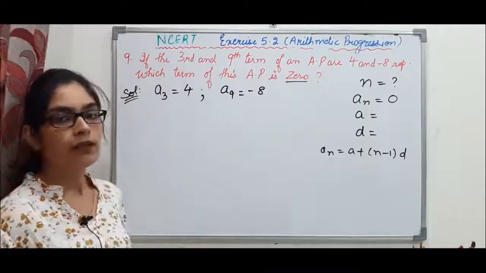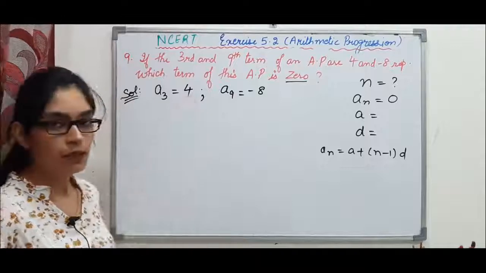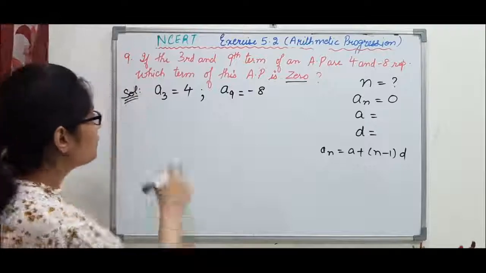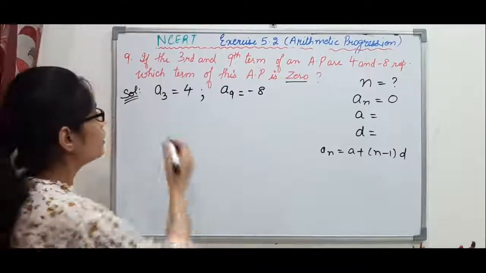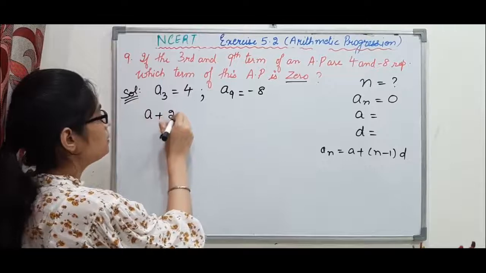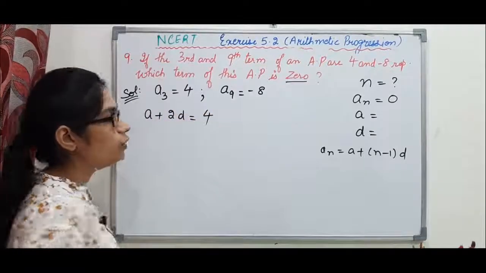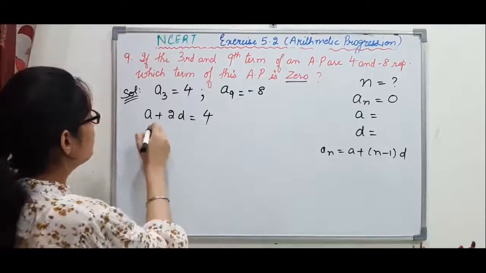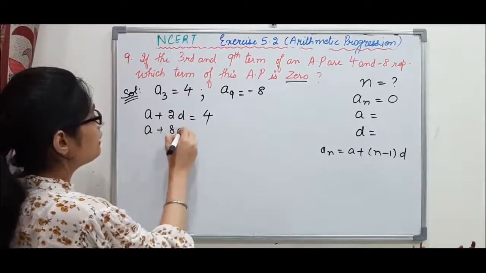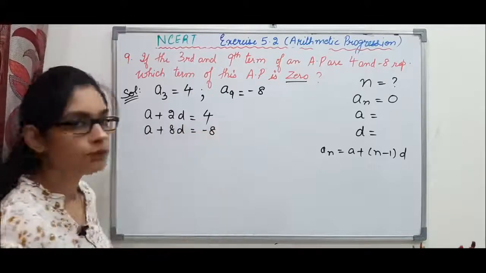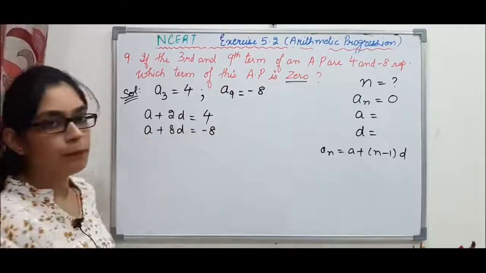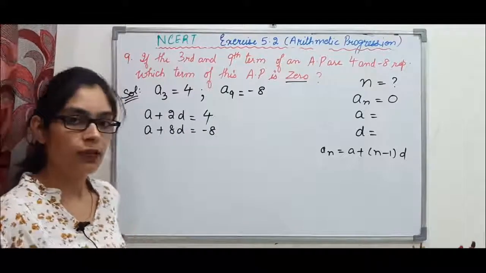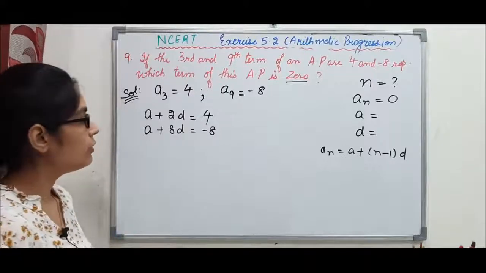So same way we will first convert this given information in the form of equations, then we have to find the value of A and D. So A3, it is third term, which is A plus 2D is equal to 4. This is my first equation. A9 means ninth term, which is A plus 8D, it's equal to minus 8. So by the method of elimination or substitution, whichever method you feel easy, you can do with that method. I will do with the method of elimination.